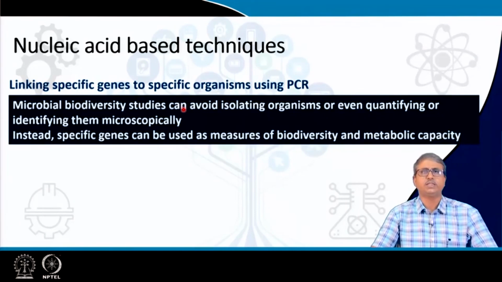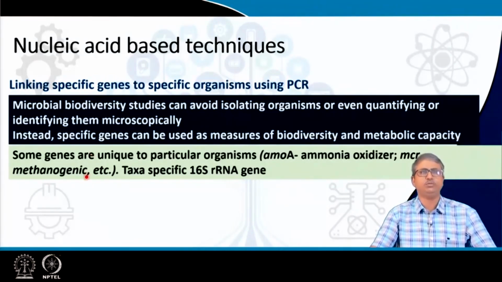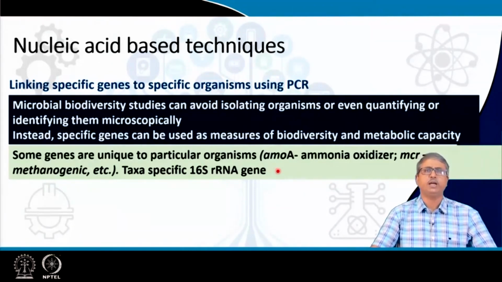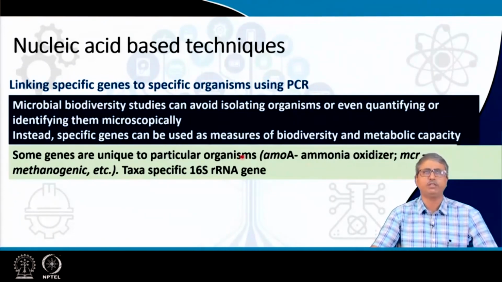So, microbial biodiversity studies can avoid isolating organisms or even quantifying or identifying them microscopically. Instead, specific genes can be used as a measure of biodiversity and metabolic capacity. Some of these genes that we generally use are unique to particular organisms. These are the functional genes or maybe the taxonomic genes, for example, ammonia oxidizers often contain the amo gene, the ammonia monooxygenase, or the methanogenic archaea contain the mcr gene. So, environmental biotechnologists often use these kinds of genes as a functional marker and characterize the environmental system.